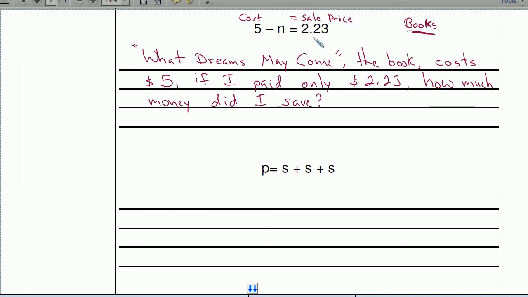If it's on sale, it means it's going to be cheaper, right? So that's the cost. I gotta take away the discount, or the amount of money that I save. So the cost minus the discount equals the sales price. So there you go. That's one about books. All right, let's do another one.